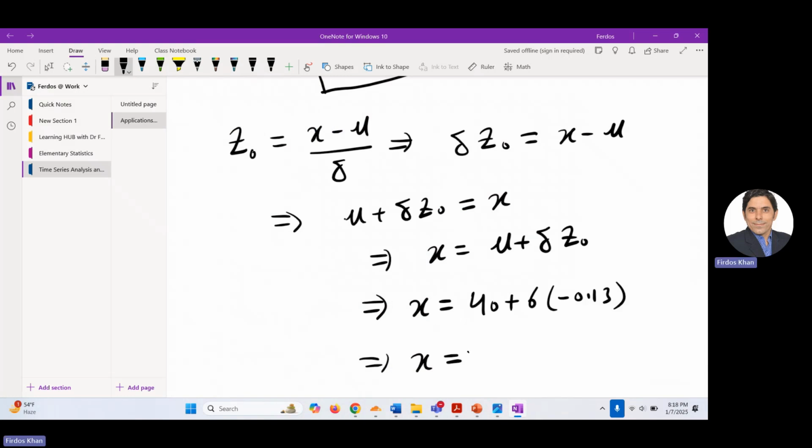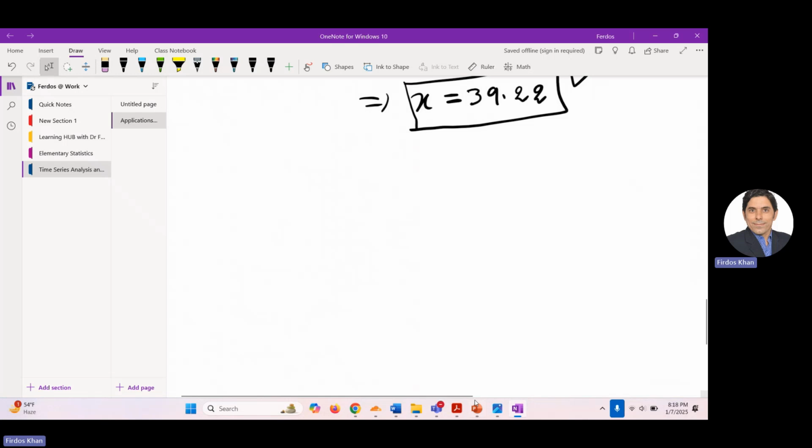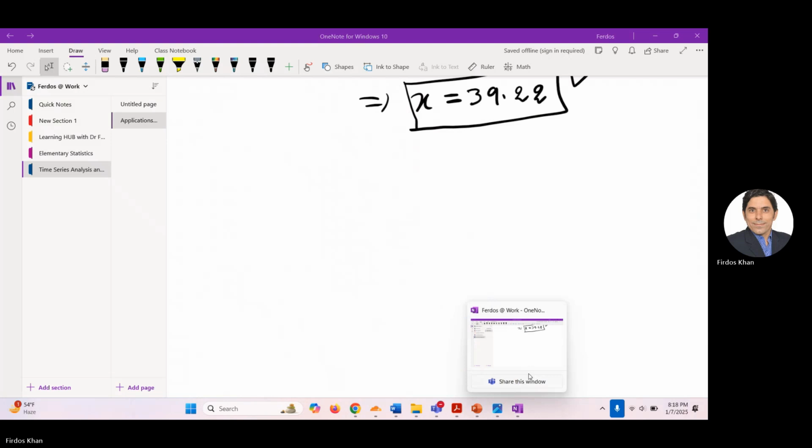So the first part has been solved. Now the second part of the question is that the probability, the area, is 14% to the right. You can plot this as well in the exam. This is part B.